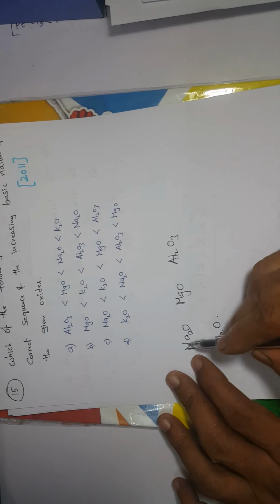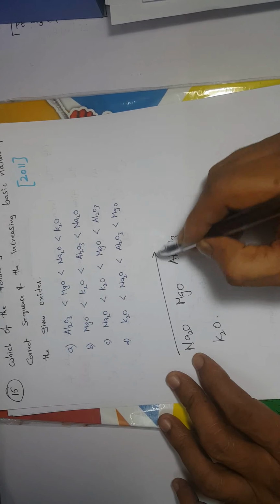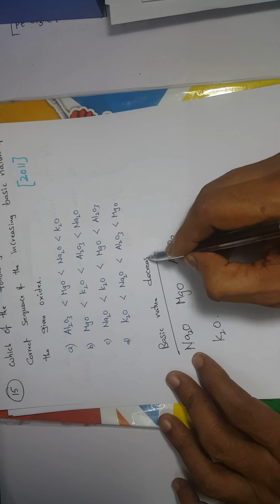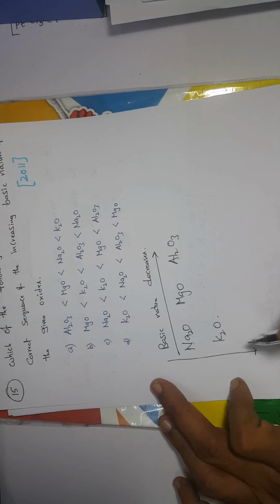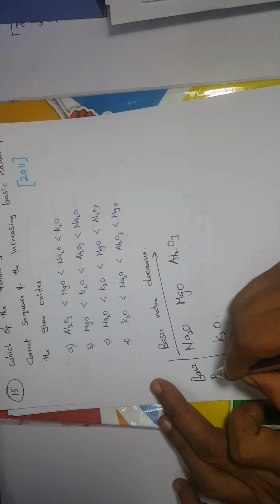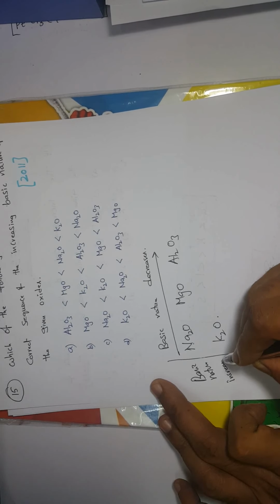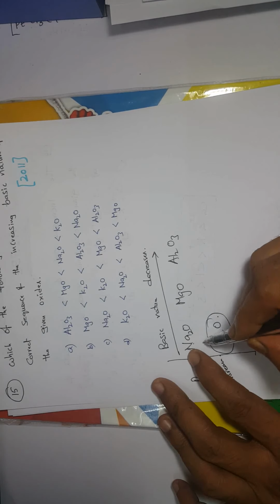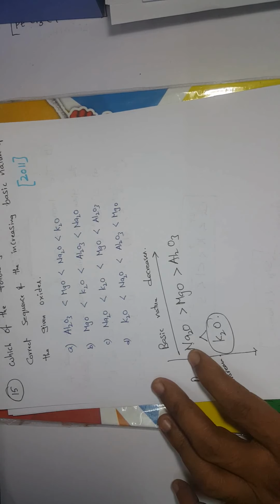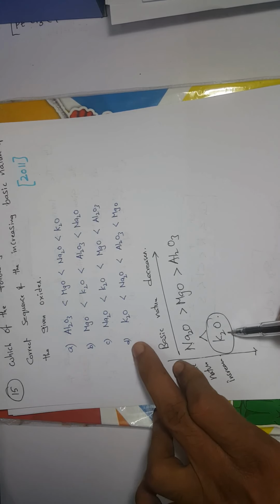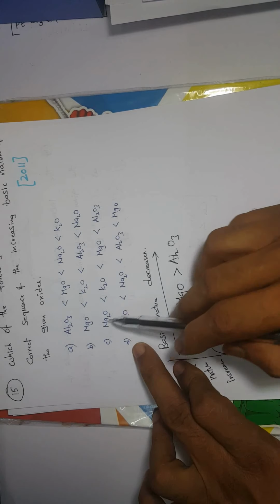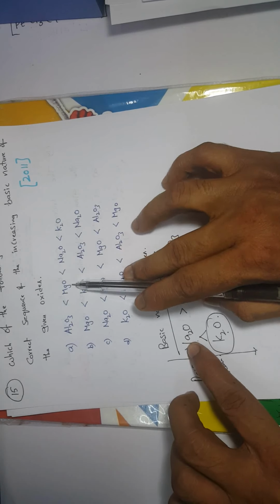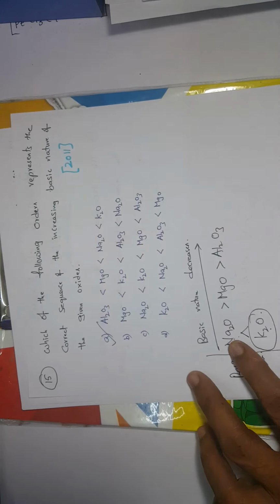In case of oxides, in a period the basic nature decreases, but in a group the basic nature increases. That means potassium oxide is a stronger base than sodium oxide. All the remaining are weak bases. That means potassium oxide is strong. This is the order: first is potassium oxide, next is sodium oxide. Where is the answer? Yes, sodium oxide. Next, reversed, they have given magnesium oxide. The final, least one is aluminum oxide. So this is the correct answer.